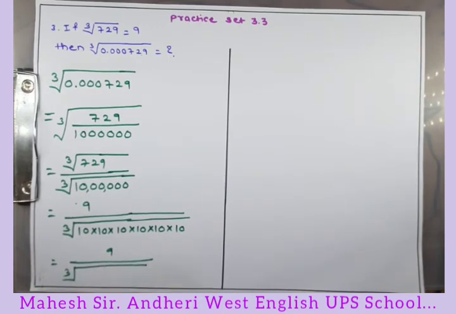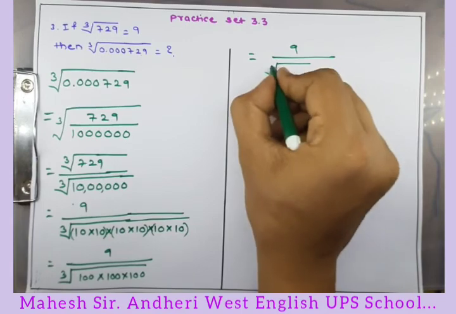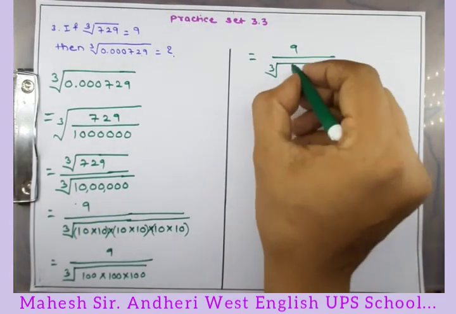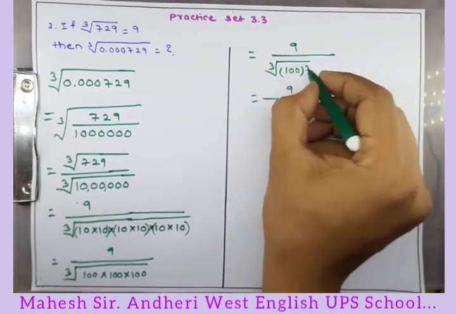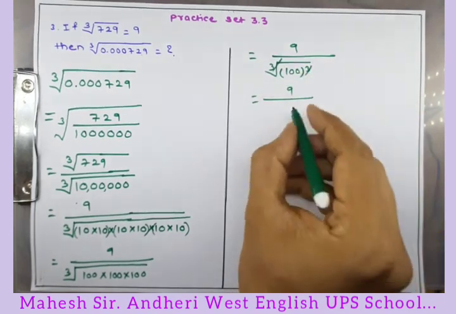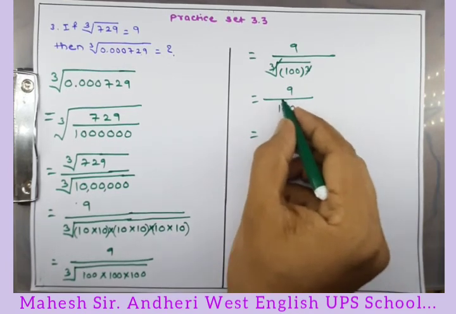So here we will write 9 upon, again, in the same manner, how we find the cube root, here we have to make 3 groups, so I will make a group of 3, that is these two, then these two, and then these two. 10 into 10, that is 100, so I will write here 100 multiplied by 100 multiplied by 100, right, so here 9 upon cube root of 100 three times, means 100 cube, and here cube and cube root will get cancelled, so I will get 9 upon 100, right.